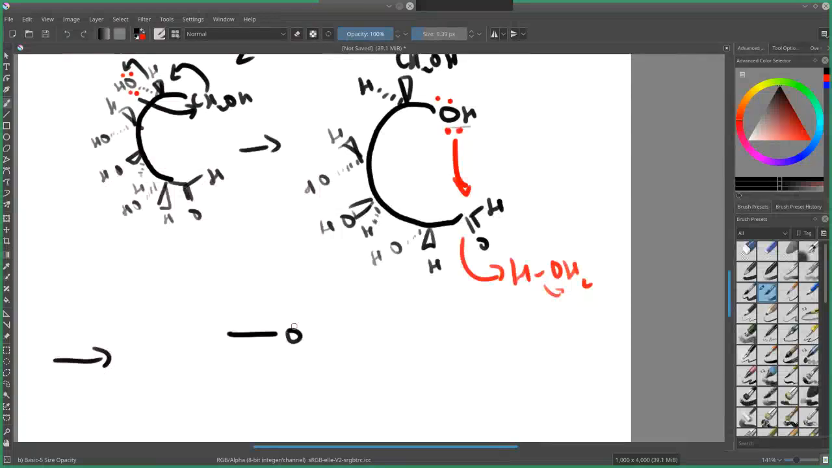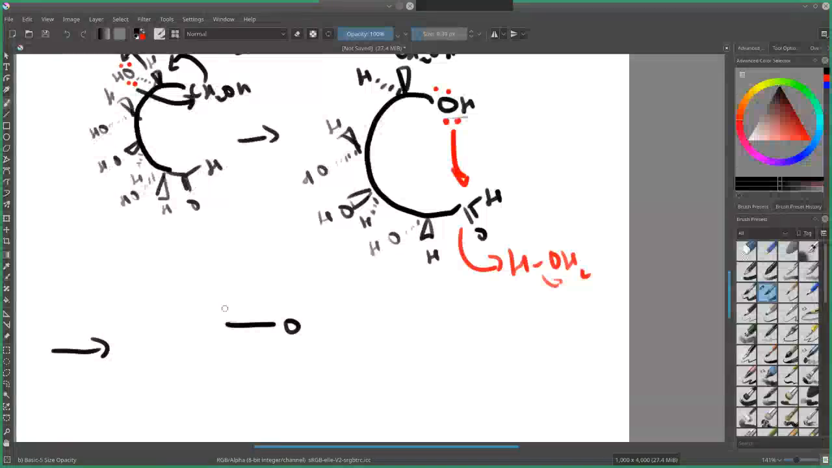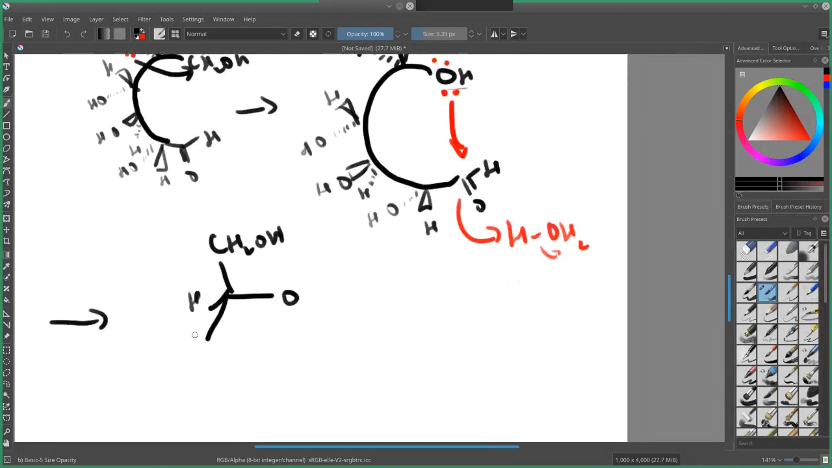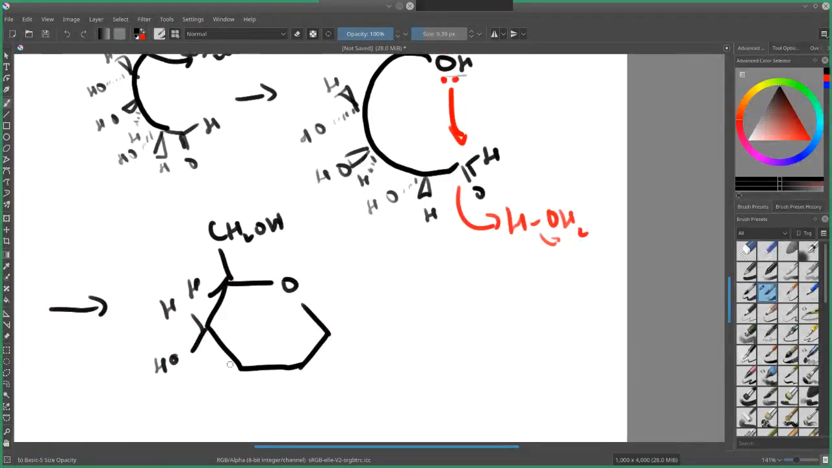And now, instead of drawing bent lines, I can actually draw straight lines. So this CH2OH is going up. This H is going down. Over here we have an H up, an OH down. Okay, next one over, the OH is up, the H is down, OH down, H up.